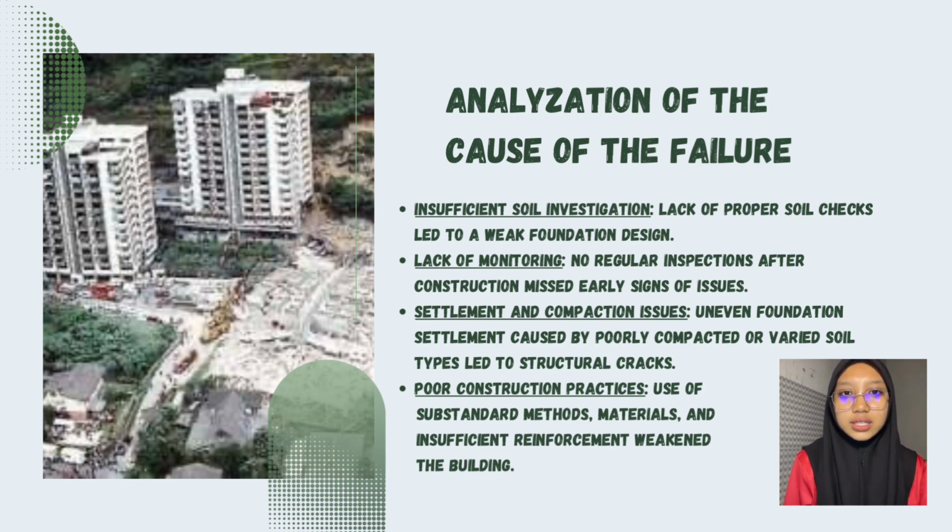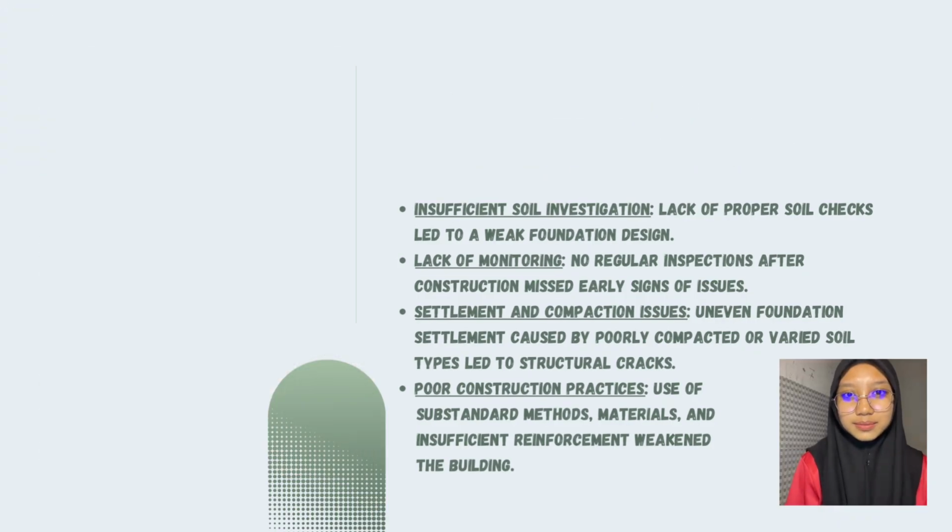Insufficient soil testing. The developer didn't conduct thorough soil testing before construction, so they failed to identify weak areas in the ground. Loss of vegetation. Vegetation around the tower was removed, which decreased soil stability. Plants play a crucial role in holding soil together, and without them, the soil is more prone to erosion and landslides, especially during heavy rains.